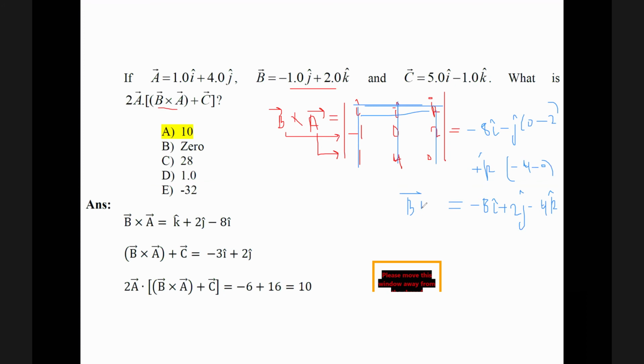Then I need to add to this the vector C. What is C? This is C. Add it: 5 i hat minus 8 i hat becomes minus 3 i hat. The j hat is unchanged, nothing to add to 2 j hat. And minus 4 k hat minus 1 k hat gives minus 5 k hat. Okay? Did we make a mistake? Maybe I made a mistake. Anyway, this is the idea.